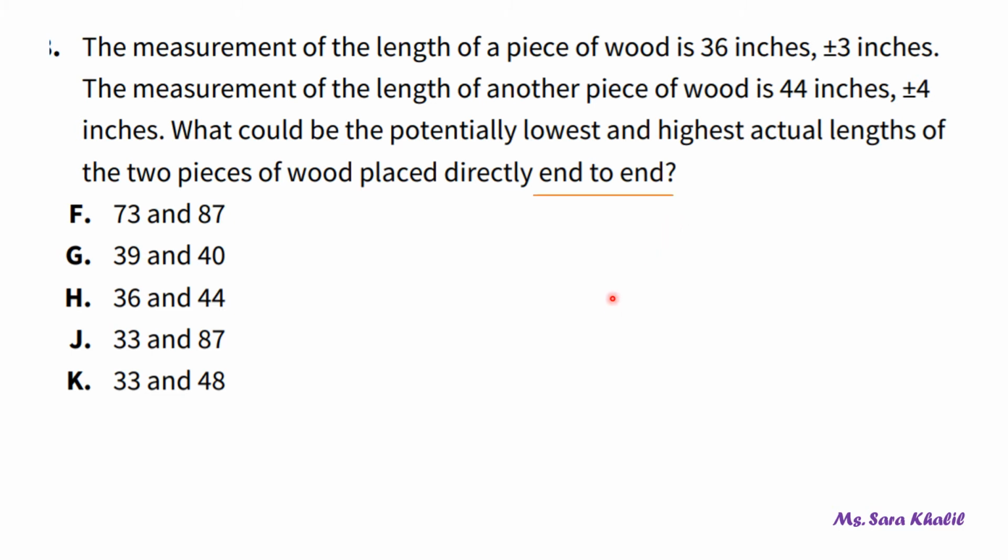Okay, so end to end means what? We're going to put the two pieces of wood beside each other. Some answers do not make sense. For example, H. How would H make sense if it's 36 and 44, while they want them beside each other? So definitely, beside each other, never is the minimum length 36 nor the maximum length 44. If one piece of wood is 36 and one piece of wood is 44, plus or minus 3 and plus or minus 4, this answer should be excluded.